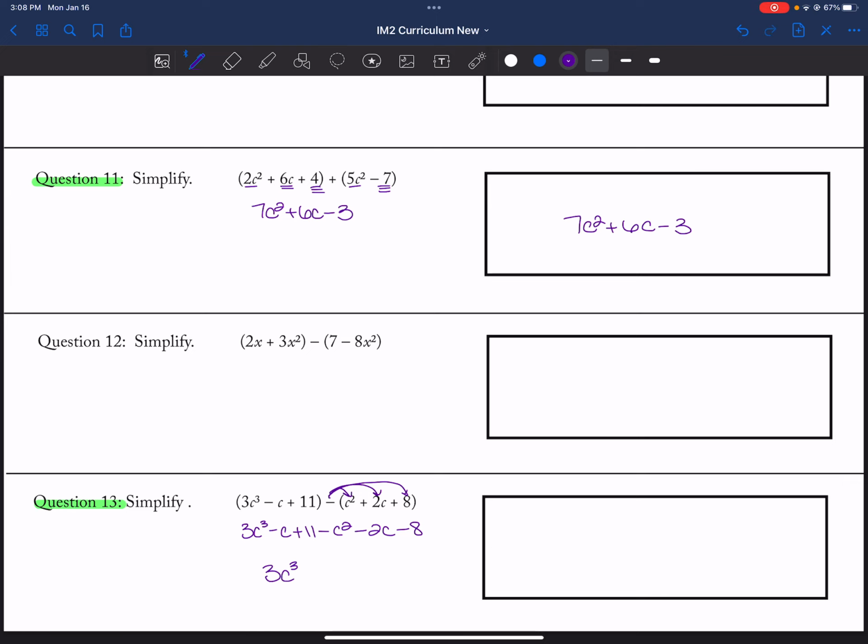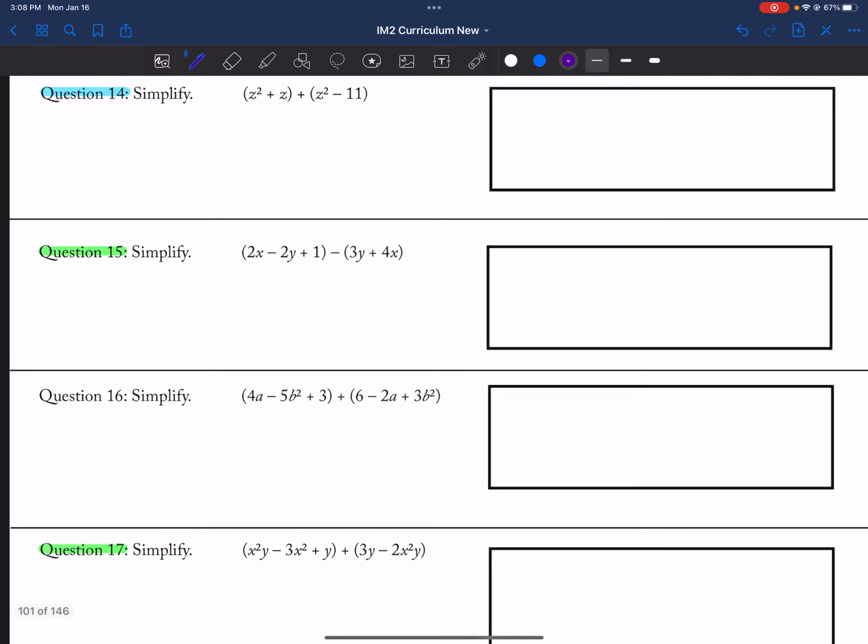And then I have no other c squared, so negative c squared. I have a 1c and a negative 2c, which gives me negative 3c, and then an 11 and an 8, which gives me a positive 3. So 3c cubed minus c squared minus 3c plus 3.